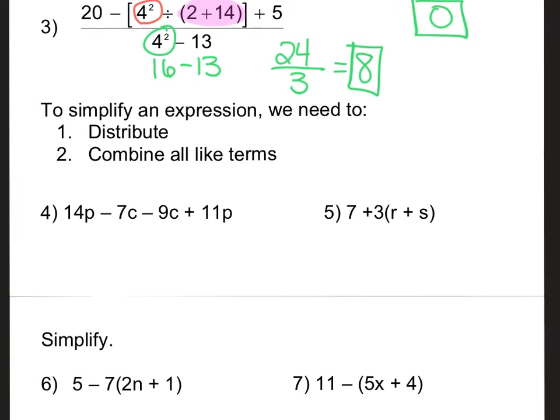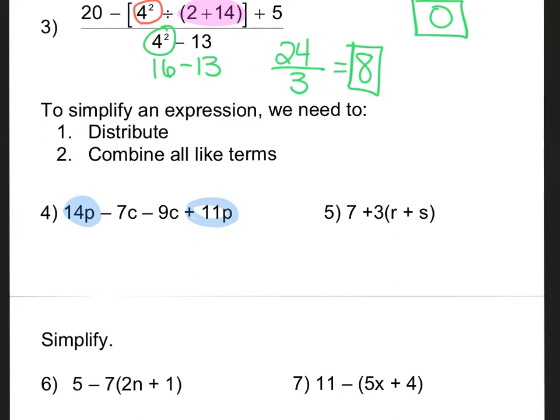So there's a couple rules on simplifying. If there's something that needs to be distributed, we need to do that first. If not, then we combine all like terms. And like terms are same variable with same variable, or if there's no variable, just a number with a number. So I like to highlight all of my like terms. So I can see here I've got 14p, and then I've got 11p.